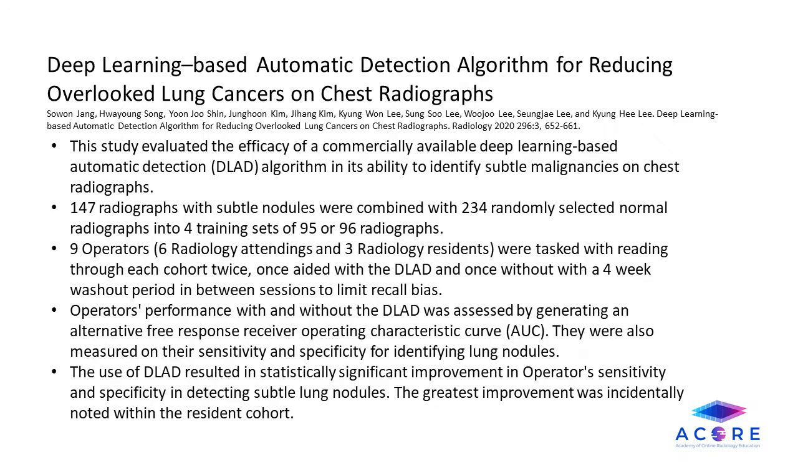This group was then randomly split into equal cohorts labeled A, B, C, and D, containing either 95 or 96 chest radiographs, since the total number of studies was odd. 6 chest radiologists and 3 radiology residents were then asked to read through each cohort of studies twice, once with the assistance of the deep learning-based automatic detection algorithm and once without it, with a 4-week washout period in between.